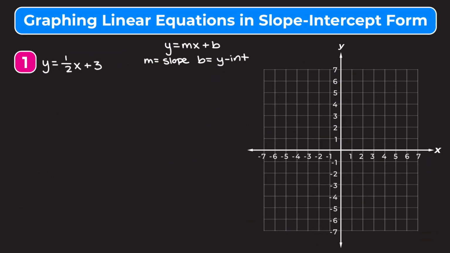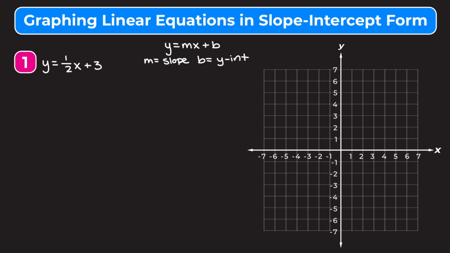In this video, we're learning how to graph linear equations that are written in slope-intercept form. And if you look at the top of the screen, we have slope-intercept form, which is y equals mx plus b, where m is our slope and b is our y-intercept. So slope-intercept form shows us the slope and the y-intercept of our equation very easily.